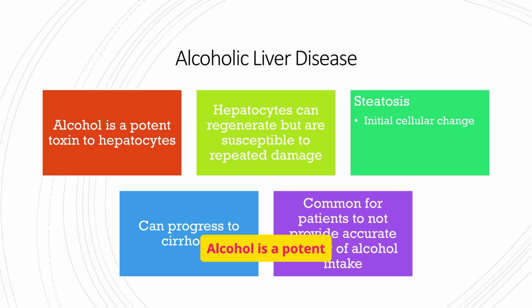Alcohol is a potent toxin to hepatocytes. Hepatocytes can regenerate but are susceptible to repeated damage. Steatosis is the initial cellular change and can progress to cirrhosis. It is common for patients to not provide an accurate history of alcohol intake.